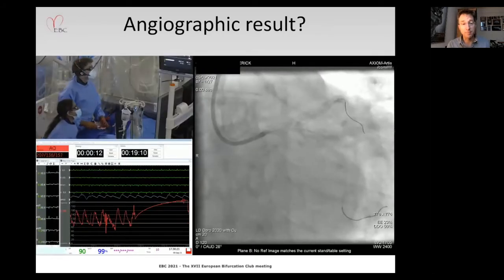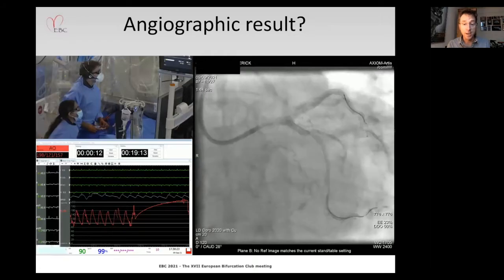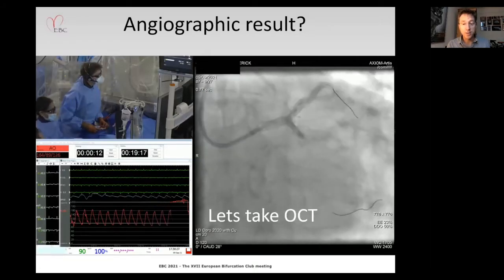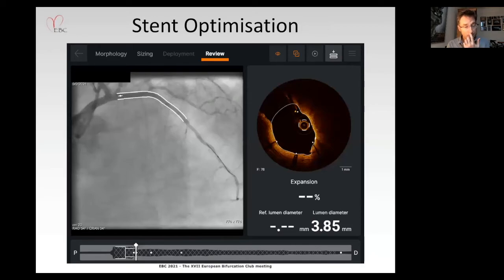This is the angiogram. Looks good. It looks good, I say. But can we be sure? Really, we have to move on to take the OCT. So here is the OCT taken down the LAD. The white lines tell us immediately no malapposition.